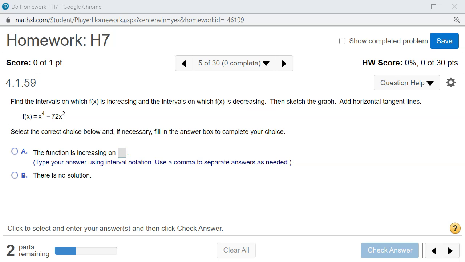All right, let's look at homework 7, problem number 5. We want to find an interval on which f is increasing and decreasing, and sketch the graph and add horizontal tangent lines. All right, so let's do that.